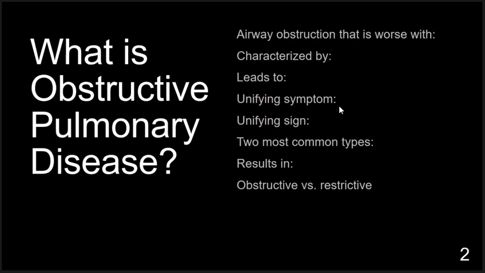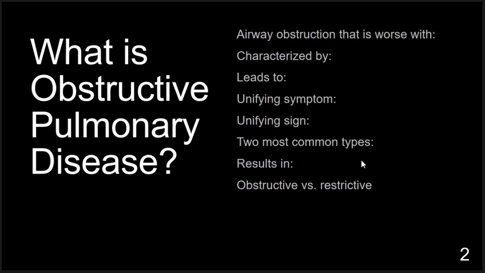So the unifying symptom is dyspnea, or what we know of as shortness of breath, whereas the unifying sign is wheezing. And this is an important distinction here between symptom and sign. Remember that the symptom is what the patient would report that they're feeling, something that's difficult to necessarily measure at that time. So if somebody says, I'm having trouble breathing, or I feel that I have shortness of breath, then that would be a symptom. But the sign would be wheezing, which is something that you can hear as you are assessing the patient.